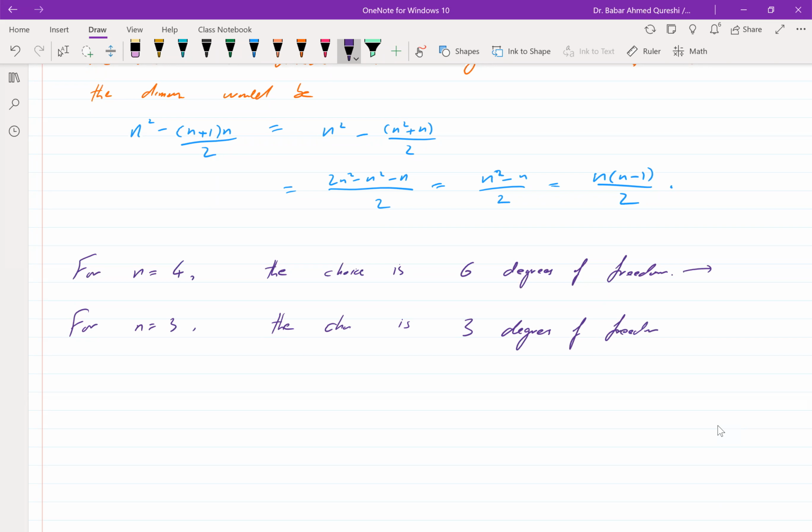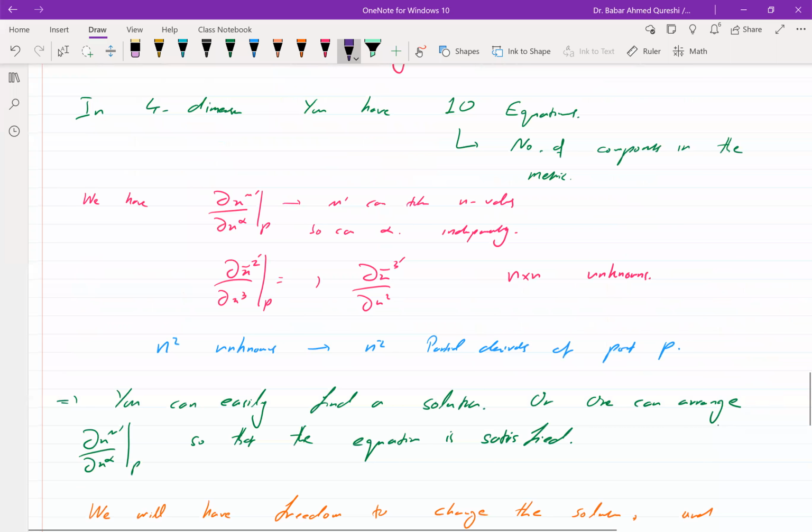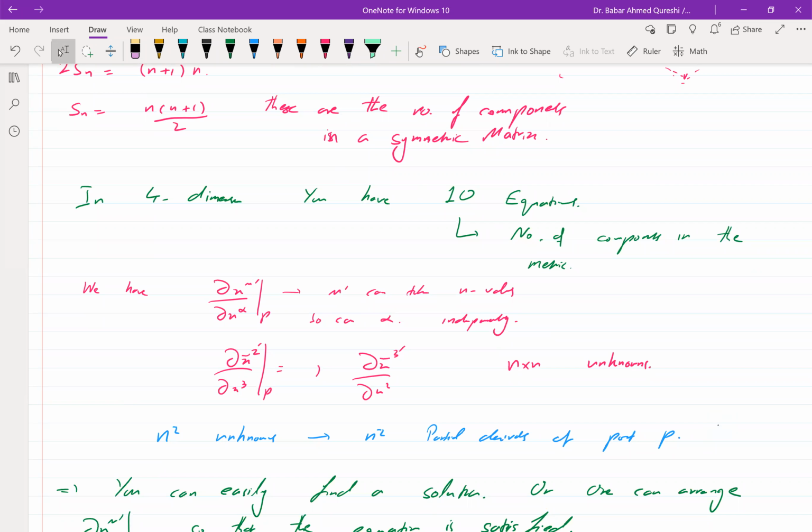So it is no coincidence that this is the dimension of the Lorentz group, and this is the dimension of the rotation group. What really happened here is that not only can you choose your coordinates so that at a point you have the metric equal to the flat metric, but you can do it in many, many ways.